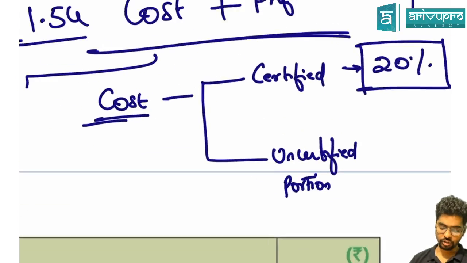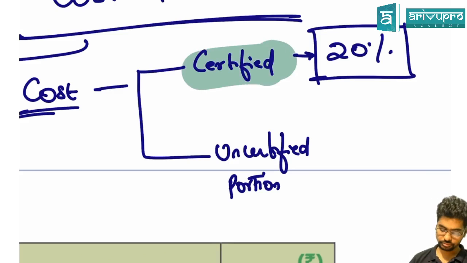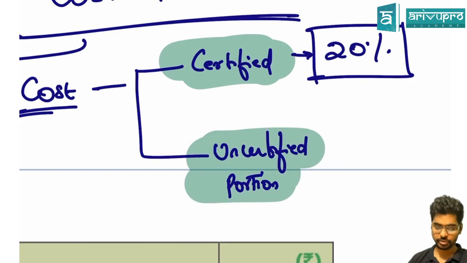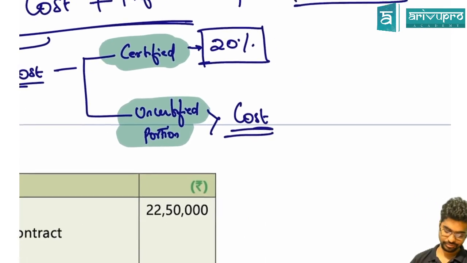Correct? Out of the certified and uncertified portion, which is the portion which has a profit element? It is the certified portion which has the profit element. Uncertified portion will always be recorded at cost. Brilliant.